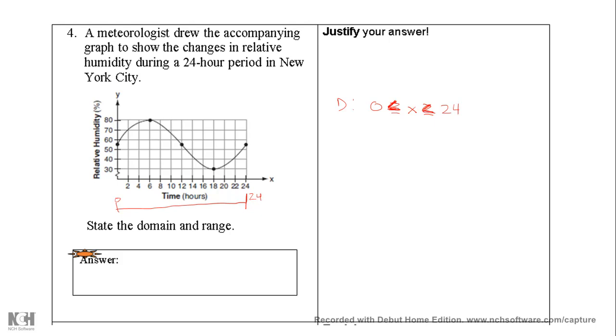All right. So now we want to look at our y values, which would be our range. Now our minimum y is here, and our maximum y goes all the way up to here. So our minimum is 30, and our maximum is 80. So that means our range is going to go from 30 all the way up to 80. Okay, and there you go. That is our domain and our range.